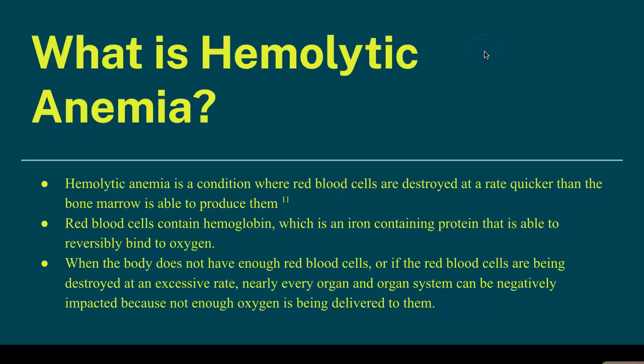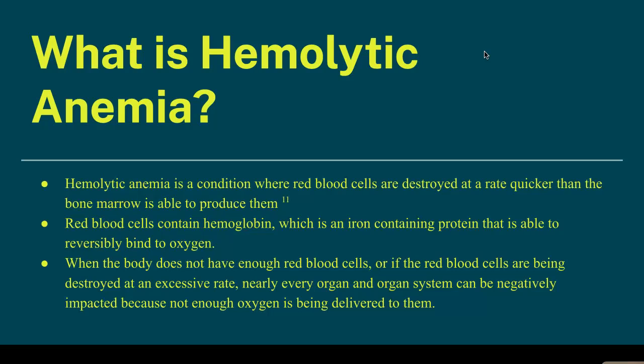Hemolytic anemia is a condition where red blood cells are destroyed at a rate quicker than the bone marrow is able to produce them. Red blood cells contain hemoglobin, which is an iron-containing protein that is able to reversibly bind to oxygen. Around 98% of the oxygen circulating throughout the body is bound to red blood cells in this way.